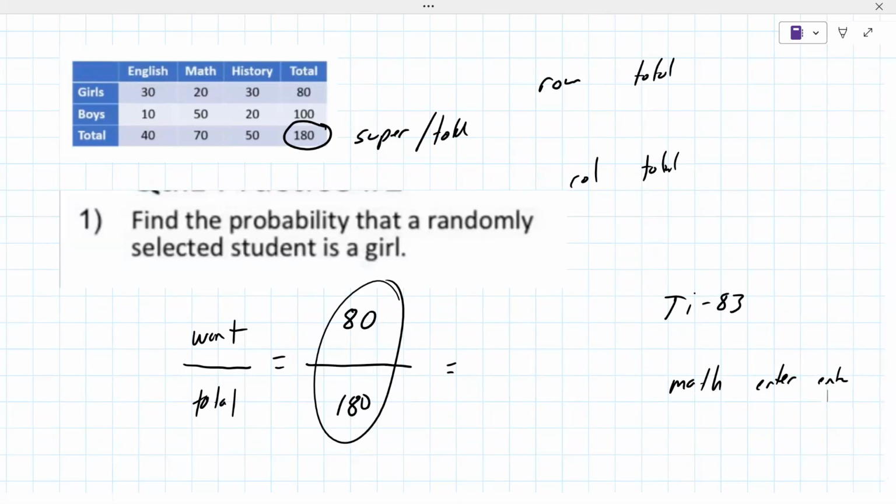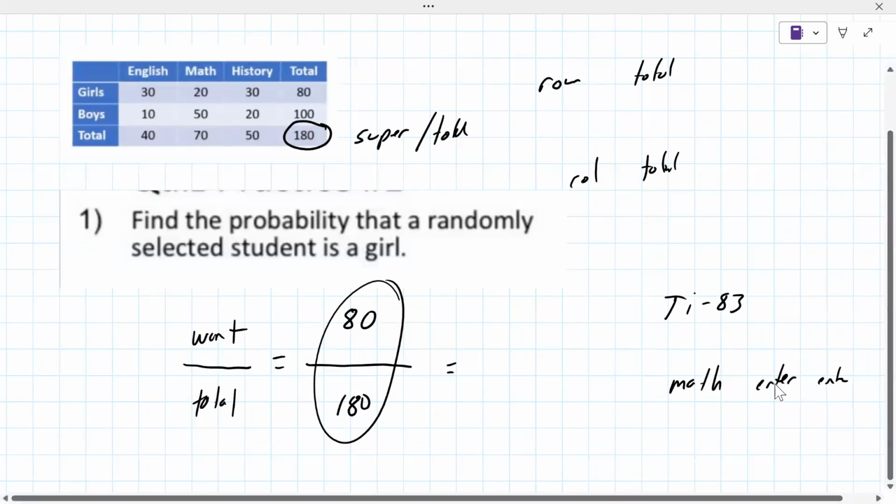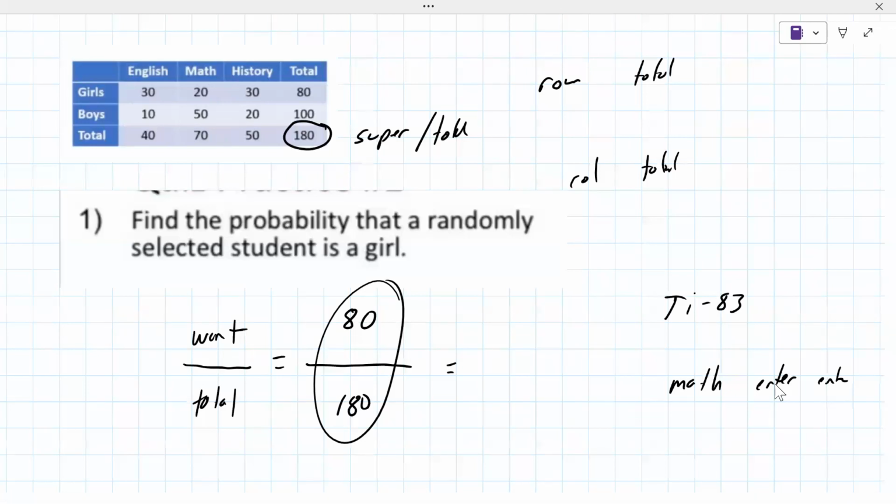80 divided by 180. Enter, enter. I don't think this is right because I got 0.44444. Right. So hit math, enter, enter, and it'll give you a fraction. Okay, let me retype it because I think I must have messed something up. 80 divided by 180. Math, enter, enter. 4/9. I think I forgot to click math. Yes, 4/9.